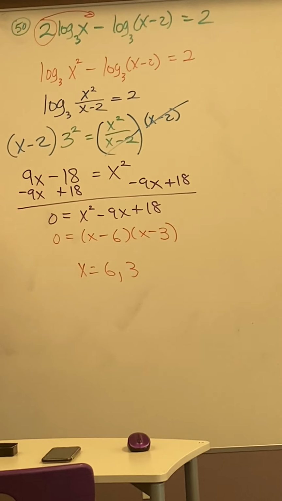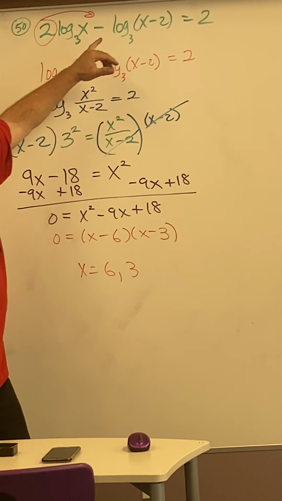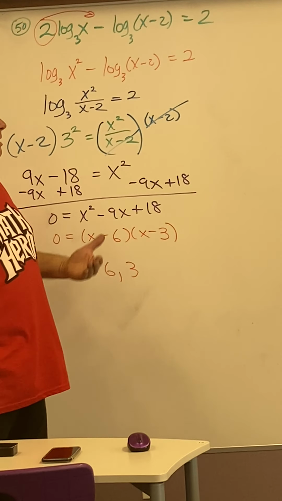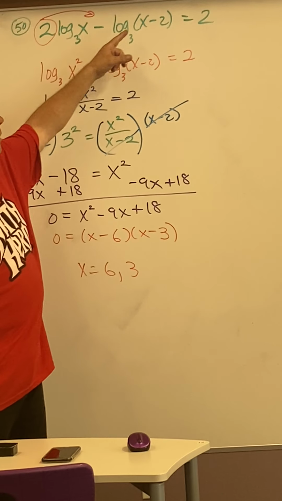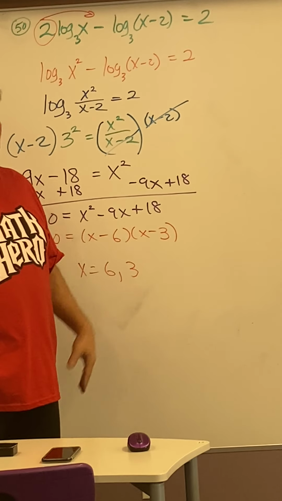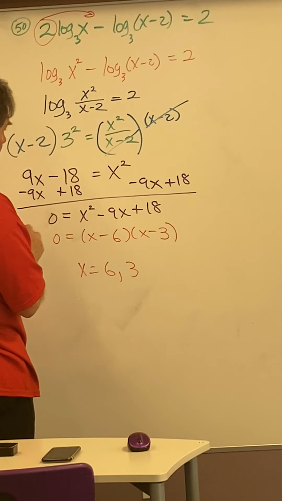Oh, they're both positive. Then if they're both positive, they must both be good solutions? No, not necessarily. They might be, but just because they're both positive doesn't mean they're both good. Let's see. 6 is good there. 6 minus 2 is 4. That's good there, so it is good. How about 3? 3 is good there. 3 minus 2 is 1, which is still positive, so guess what? They are both good. We were right.